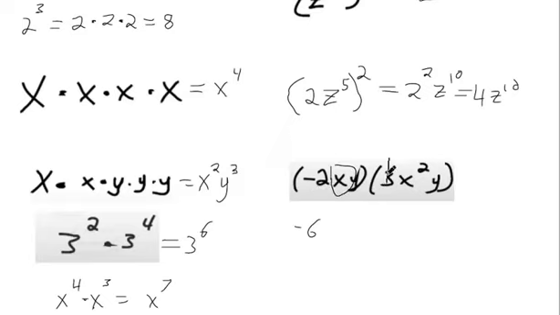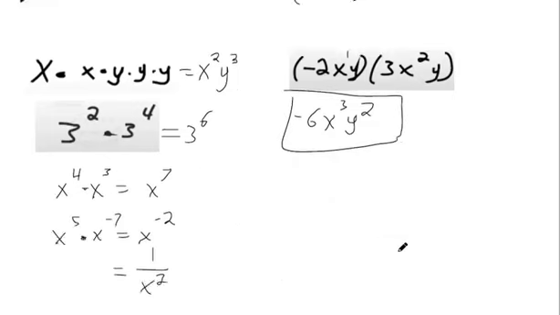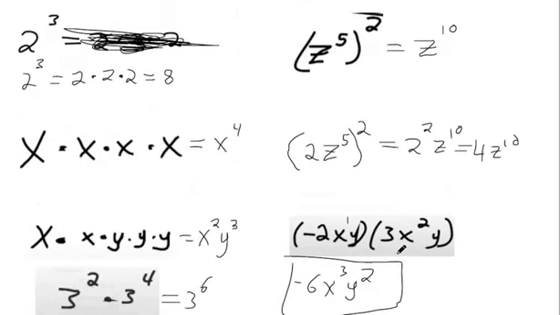You want to multiply the x's together. So if there's no number written, that's a 1, right? So x to the first times x to the second, that makes x to the third. And then y to the first times y to the first makes y squared. There's our result.